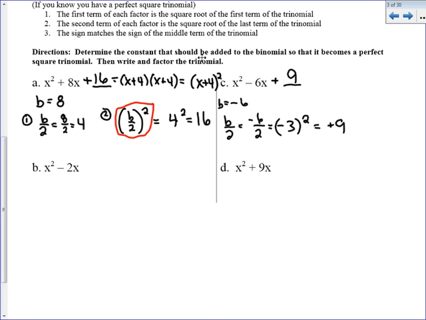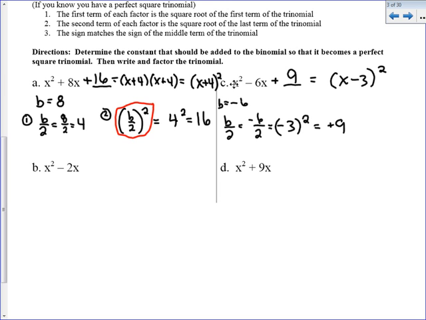So if this worked out, I should be able to factor the trinomial now and get the same factor twice. So I need a pair of numbers that multiplies to a positive 9 and adds to a negative 6. Emily, what do you got? X minus 3, x minus 3. And how else could you write that? Perfect. X minus 3 squared.